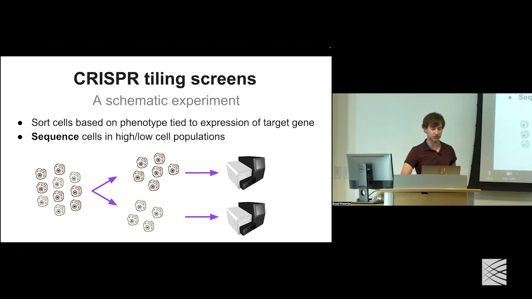And in the simplest case, we sort the cells into, let's say, a high and low population, where low is linked to, let's say, low gene expression for the target gene, and high is linked to high expression for the target gene of interest. So now we have two populations of cells, and we're going to send both of them through the sequencer.